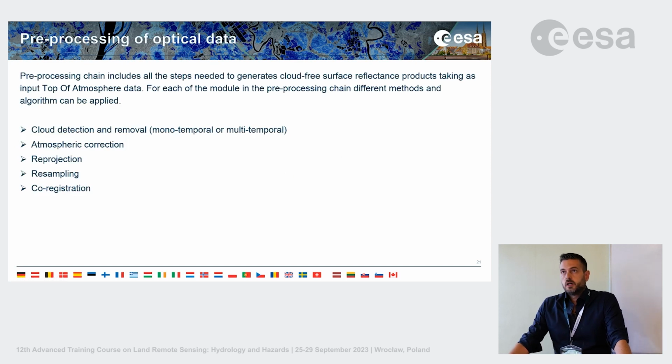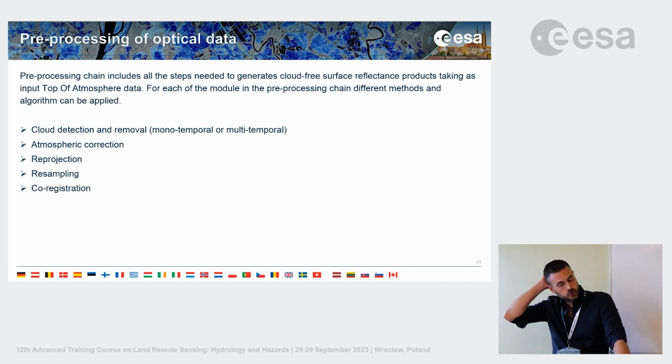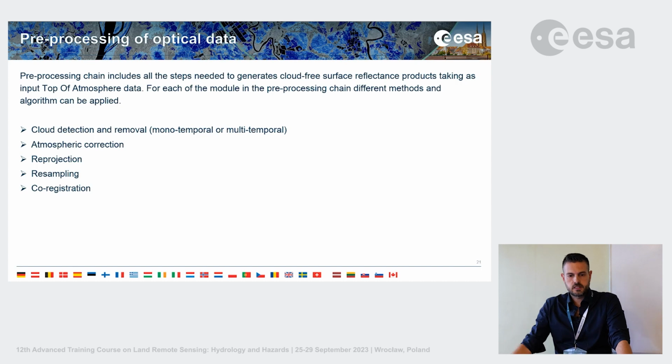So in order to work with optical data, we need to apply some pre-processing. I will show you during this afternoon, during the exercise. So on optical, with respect to SAR, we have the problem of clouds. So we need to detect the clouds and remove them. And there are several algorithms that do it. And after, we have to apply the atmospheric correction, reprojection, resampling, and co-registration. I will go one by one and describe them.